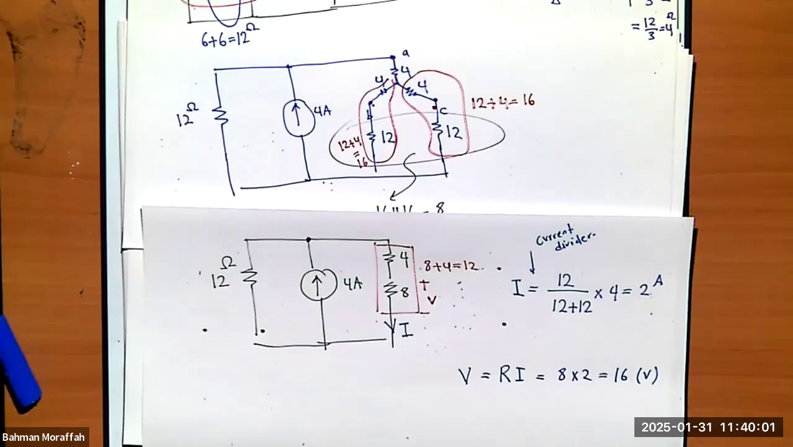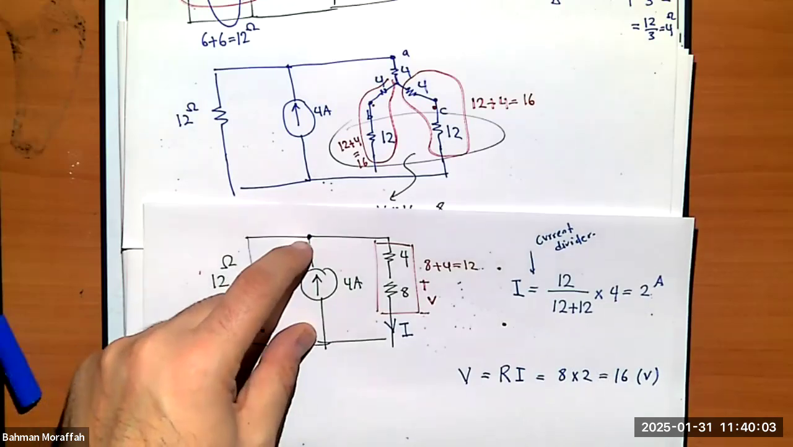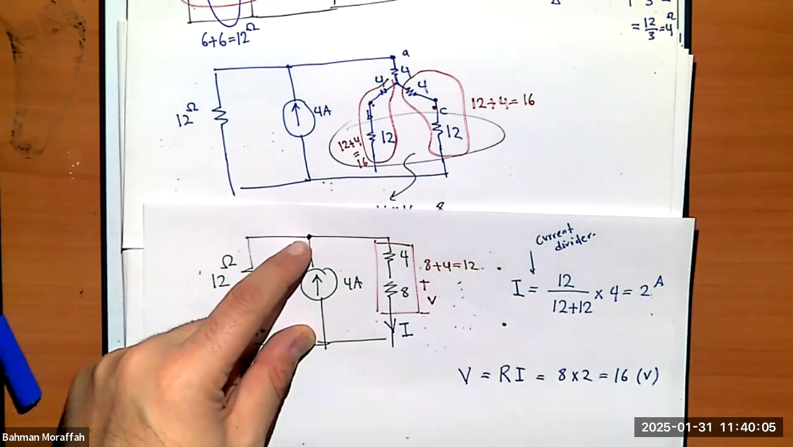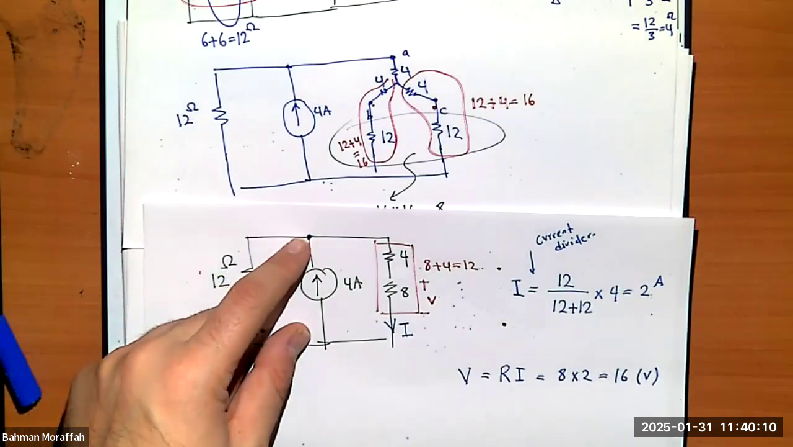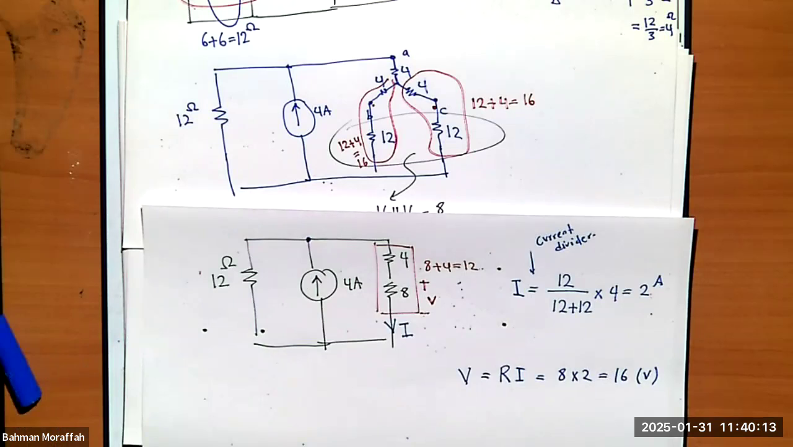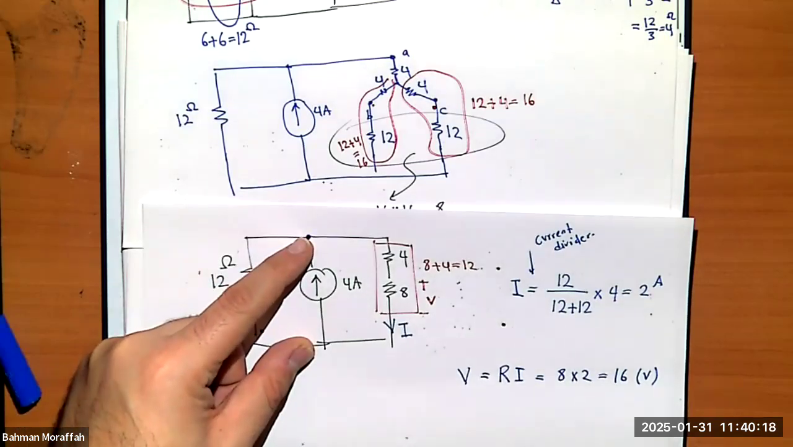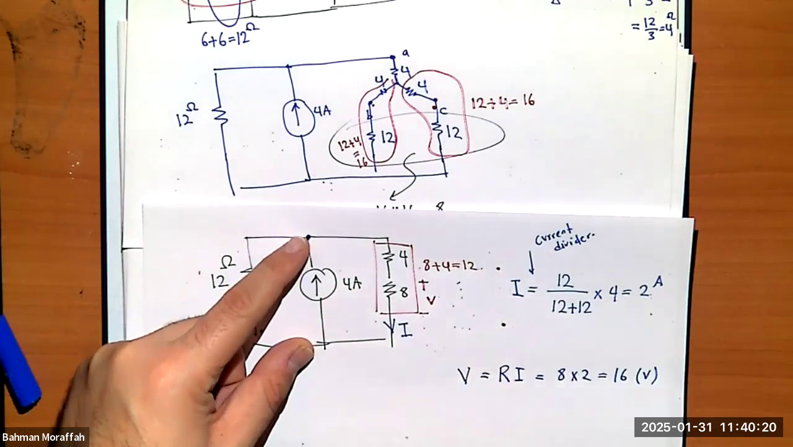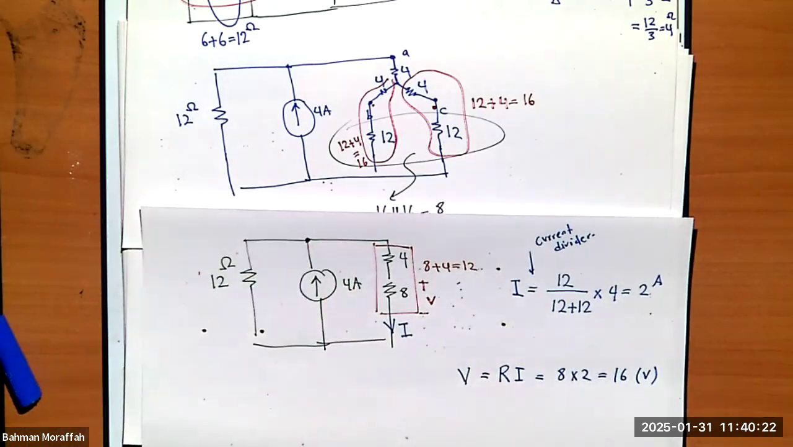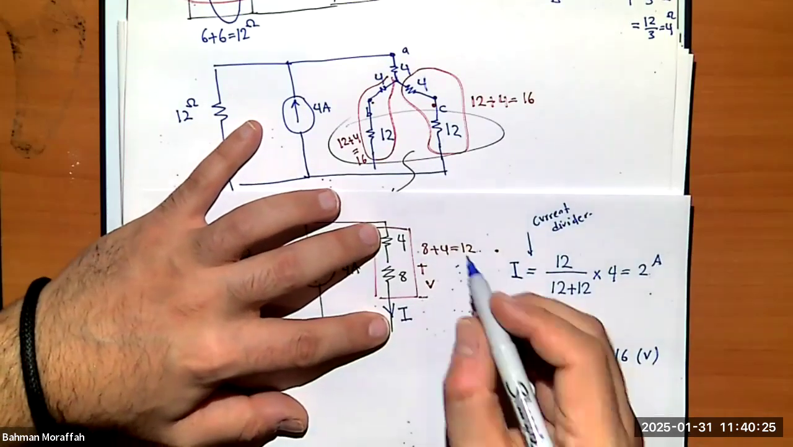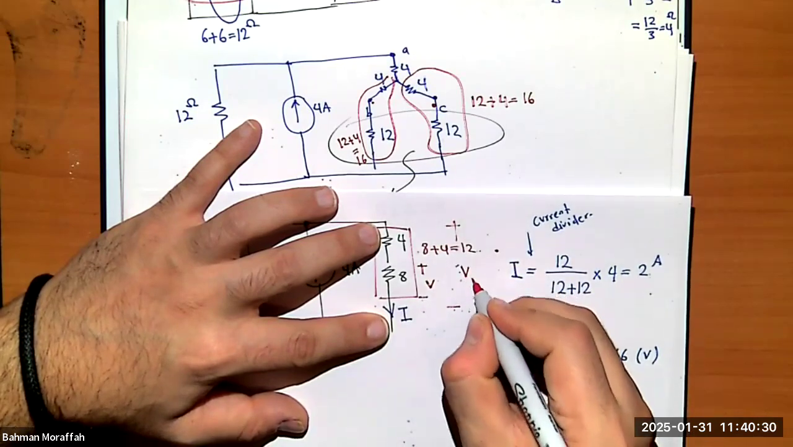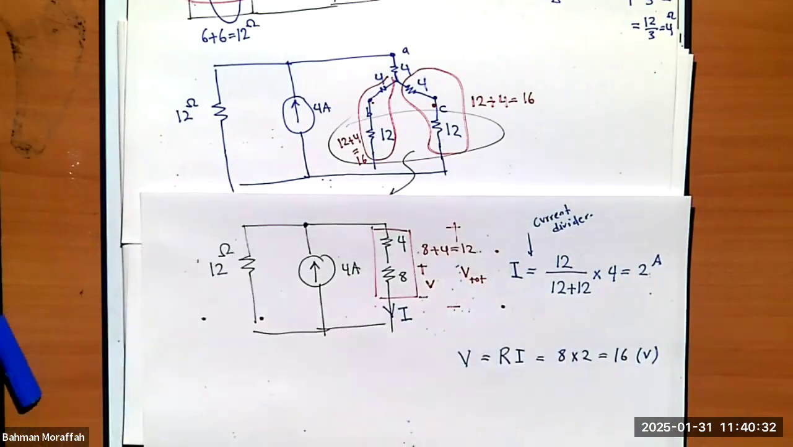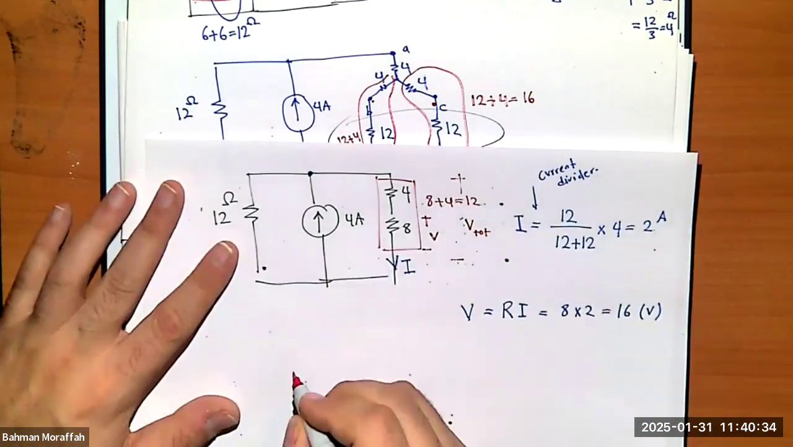Okay? But essentially what I'm looking for is voltage across this current source, right? Because I'm looking for power supplied by this guy. I know current through it, so essentially the question is, what is voltage across this current source? What is it though? Let me find voltage across this guy, and let's call it V total. What is V total?